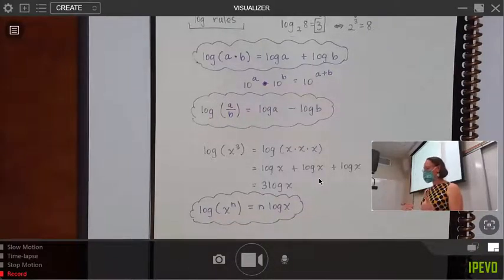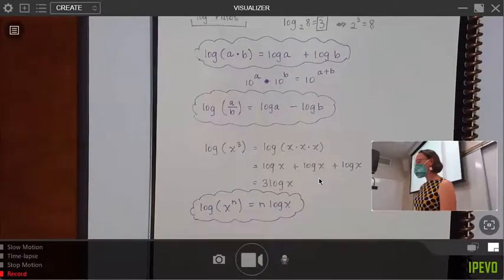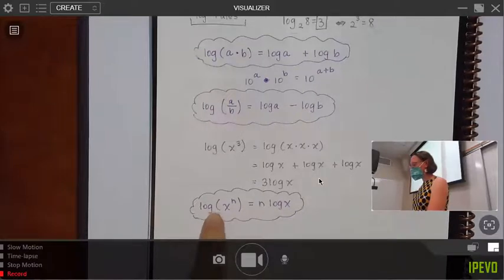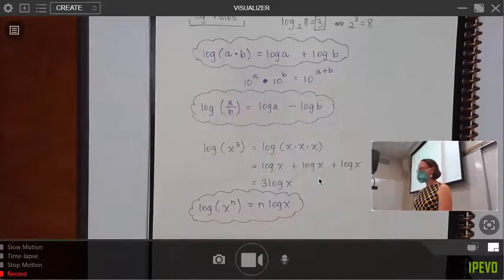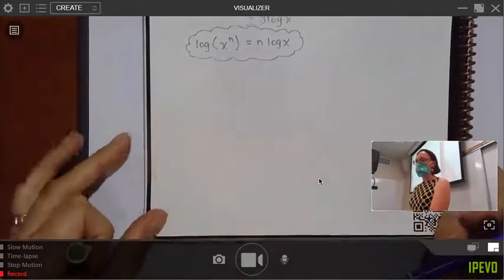Now, all of these things work no matter what the base on the log is. So we can write all 3 of these rules in terms of their natural log components also. This was all with an LOG, so the base implied is 10. But the rules are exactly the same if we switched it to natural log.